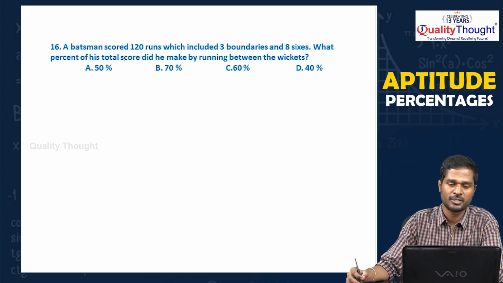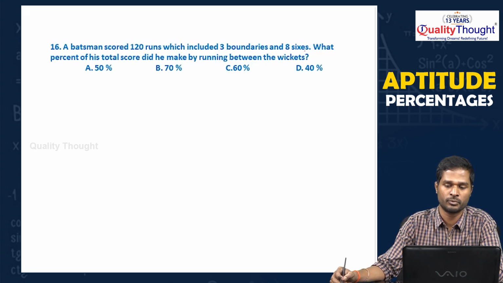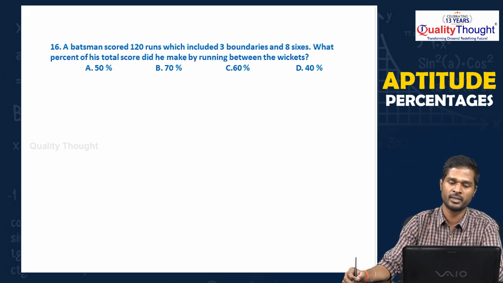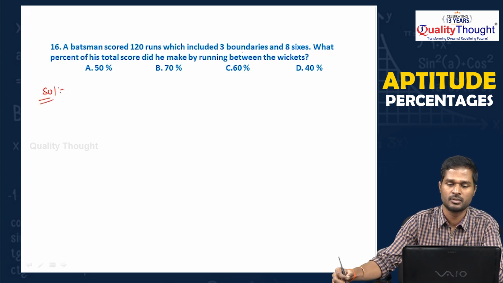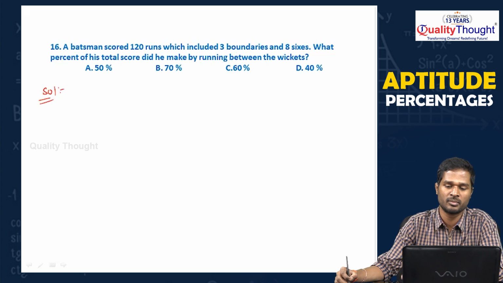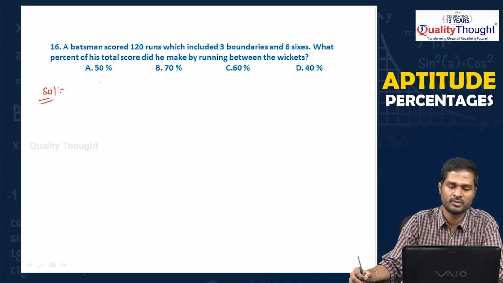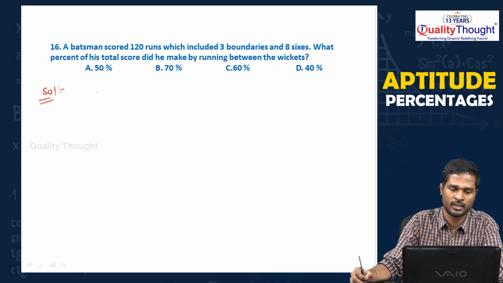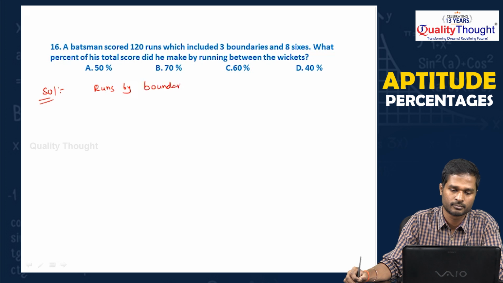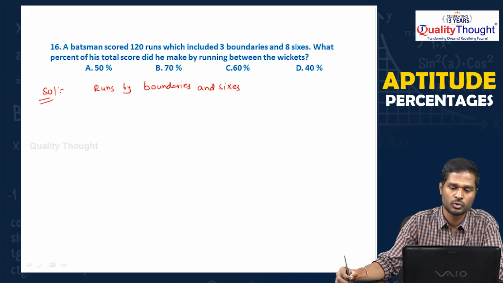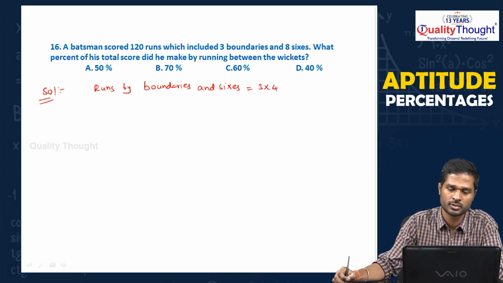Question number 16. A batsman scored 120 runs, which included 3 boundaries and 8 sixes. What percentage of his total score did he make by running between the wickets? See, he scored a total of 120 runs, and he scored 3 boundaries and 8 sixes in this. So first let's find out the runs by boundaries and sixes. So he scored 3 boundaries, that means 3 fours plus 8 sixes.